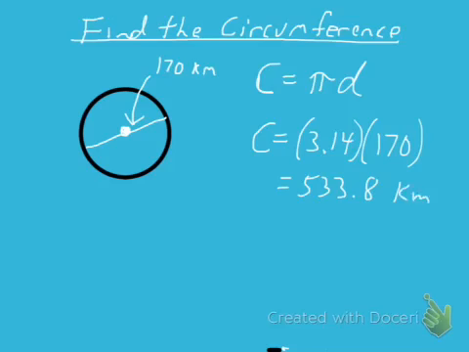kilometers. Is it squared? Do you put the exponent on it like when you find an area? No. It's like perimeter. It's just measuring around the outside. So leave it as is. Round to the tenths if you need to. Pi times diameter. We got 533.8.